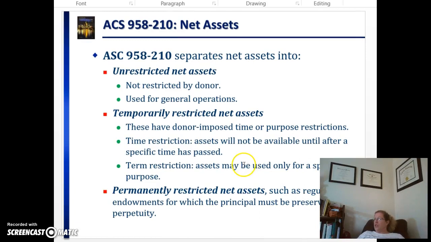ASC 958-210 separates net assets into unrestricted net assets, those that are not restricted by the donor, and they can be used for general operations. And then there are temporarily restricted net assets. These have donor-imposed time or purpose restrictions. If there is a time restriction, then the assets will not be available until after a certain time has passed. And if there is a purpose restriction, assets may be used only for a specific purpose. Permanently restricted net assets, such as regular endowments, are those for which the principal must be preserved into perpetuity.